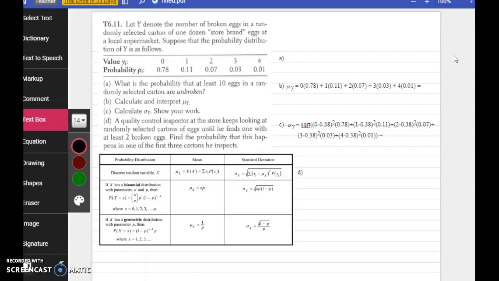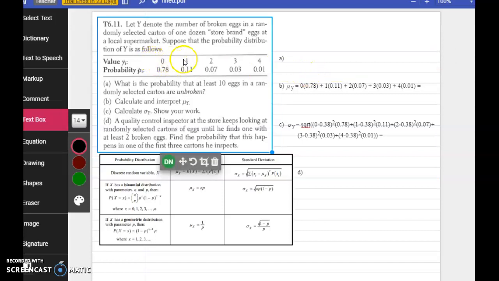So in 11, let Y denote the number of broken eggs in a randomly selected carton of 1 dozen store brand eggs at a local supermarket. Suppose the probability distribution of Y is as follows. If you look at this table, these are all the numbers of broken eggs. You could have 0 broken eggs, 1, 2, 3, or 4 broken eggs, and the probability of each number of those broken eggs occurring.